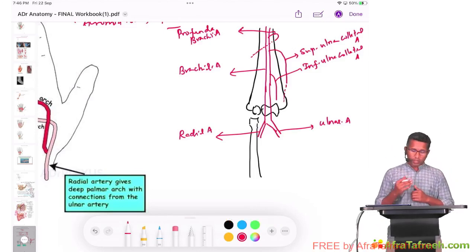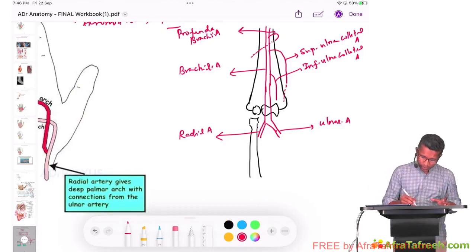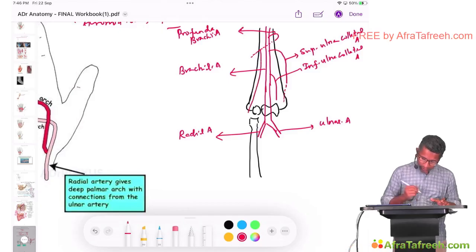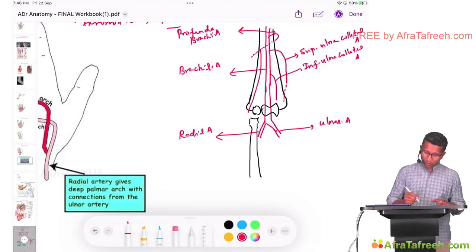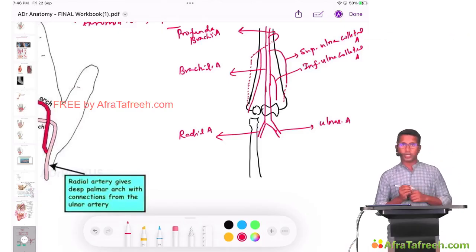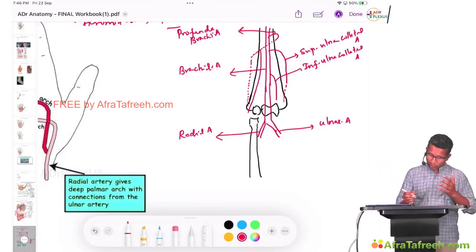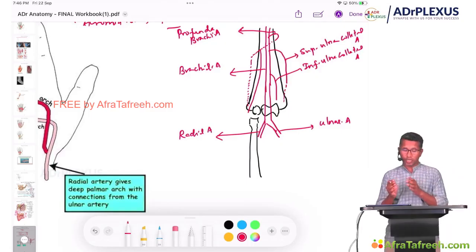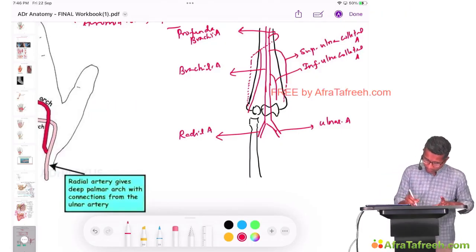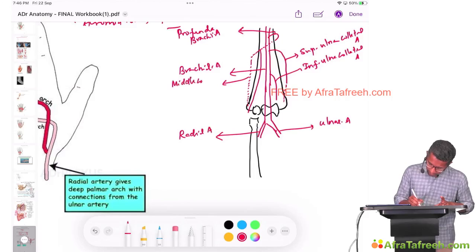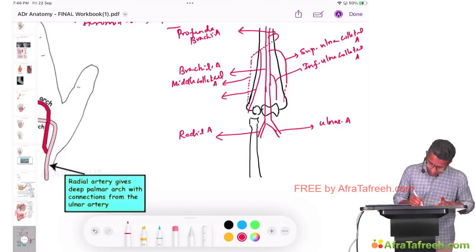Similarly, the profunda brachii artery gives rise to a branch called the radial collateral artery, which runs in front of the lateral epicondyle, and there is a branch which runs behind the lateral epicondyle, called the middle collateral artery. So what are the two branches on the lateral side arising from the profunda brachii artery? Yes, very good, guys. This is the middle collateral artery, and this branch is the radial collateral artery.